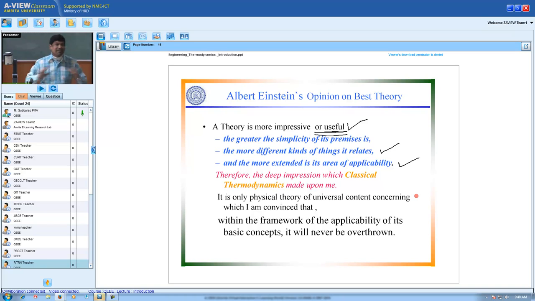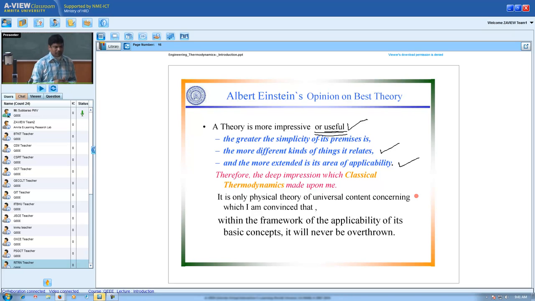concerning which I'm convinced, says Albert Einstein. In fact, strictly speaking, he didn't work much in thermodynamics. He worked in physics, which maybe fed some information into thermodynamics even then, because he is only interested in usefulness, not in success. He doesn't want to praise the science in which he is working. He wants to praise that science which is more useful at large.